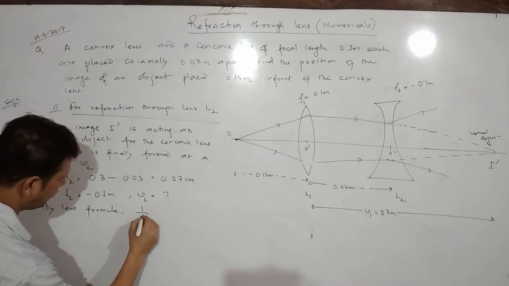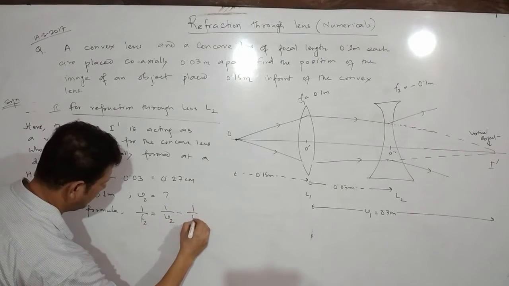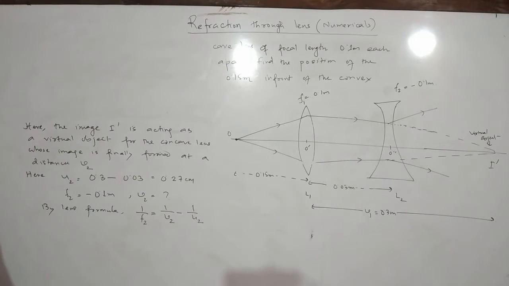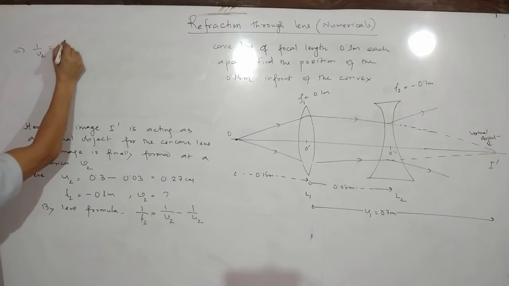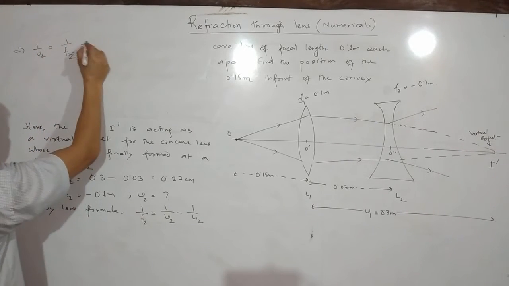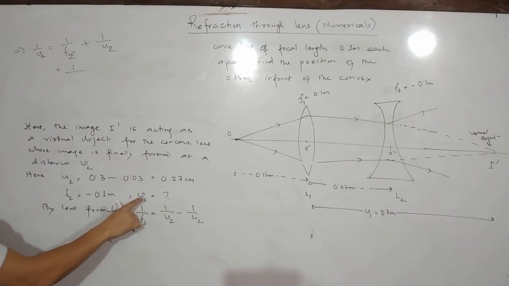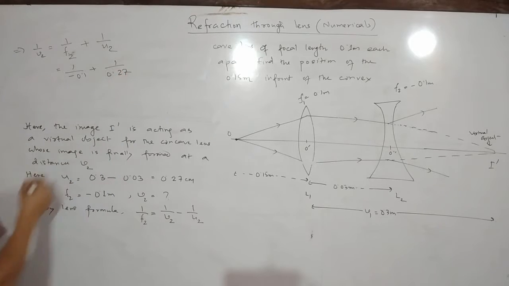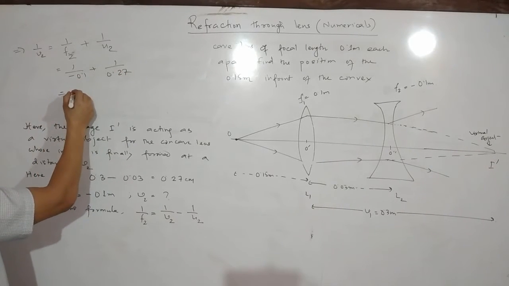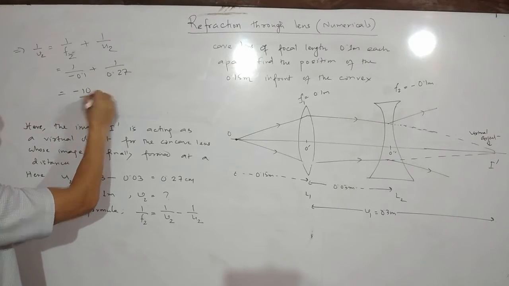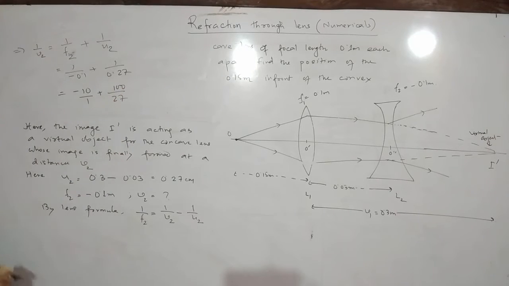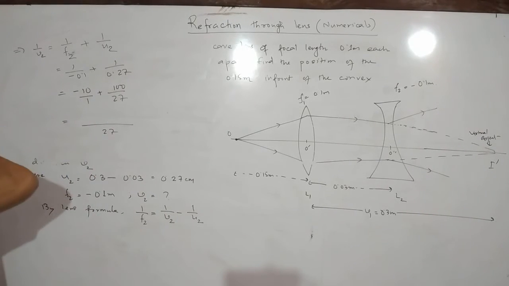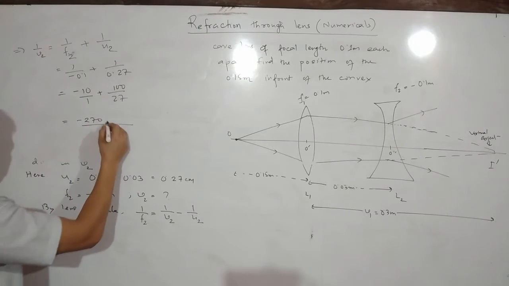If you again use the lens formula, 1 by f2 is equal to 1 by v2 minus 1 by u2. So you have to find out 1 by v2 is equal to 1 by f2 plus 1 by u2. 1 by f2 is minus 1 by 0.1 plus 1 by u2, 0.27. So it is minus 10 by 1 plus 100 by 27. I wrote it as a decimal. If we take the LCM 27, minus 270 plus 100.